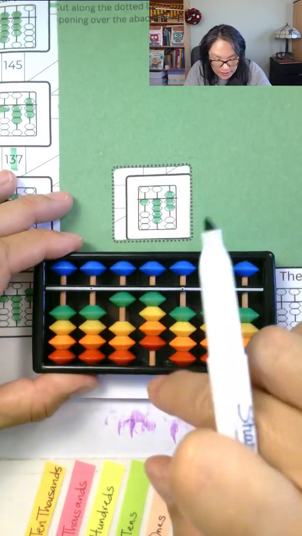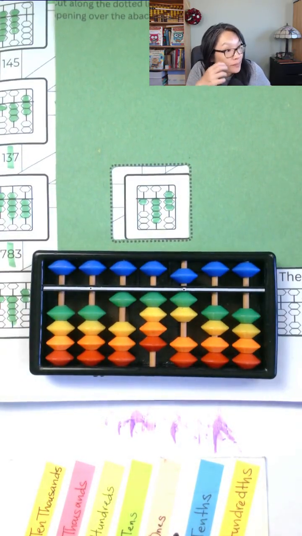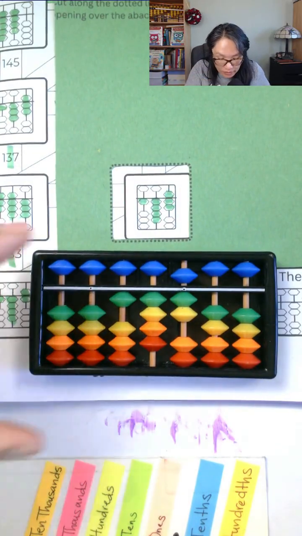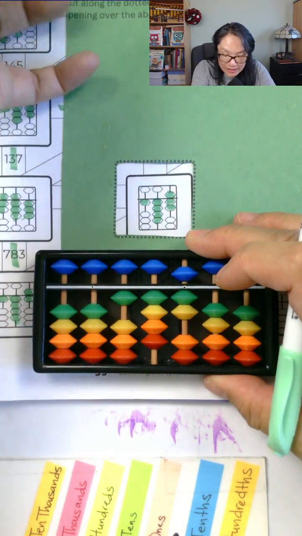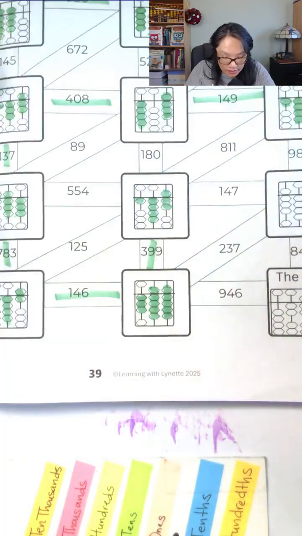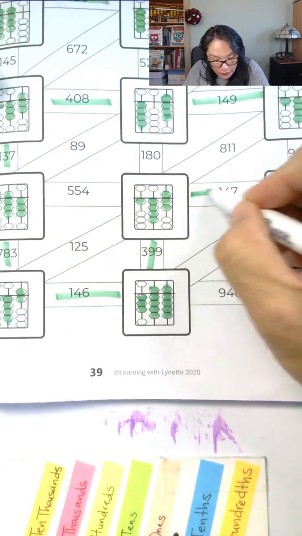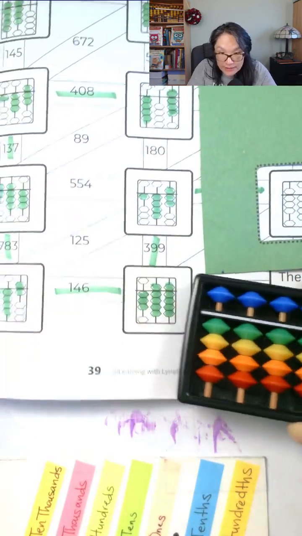So I have my hundreds, my tens, and my ones. What number do we think that is? What number? Thank you. 147, right? Easy to use, simple to understand. So we have 147. Thank you, Lynette. Thank you, Aunt Zana.